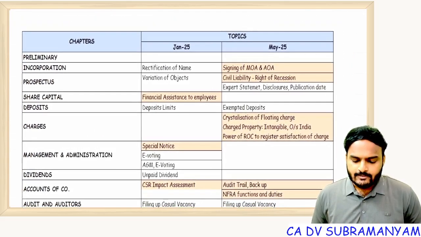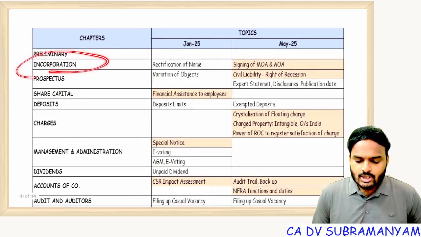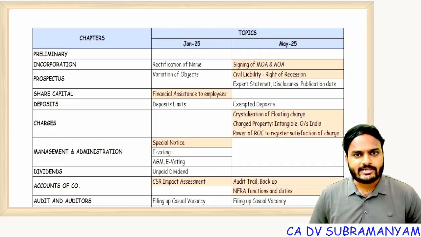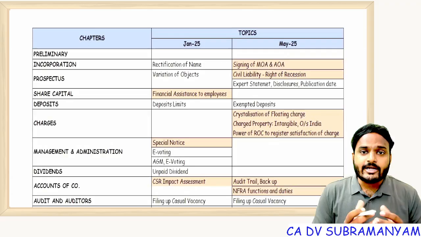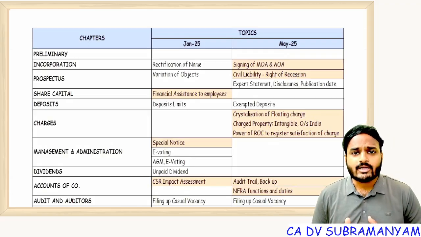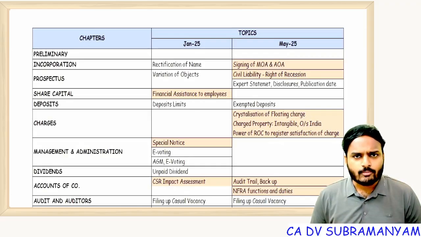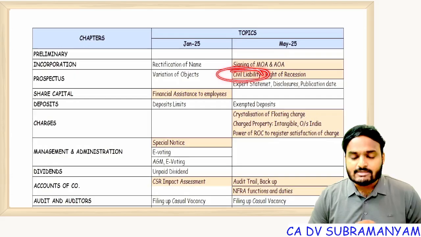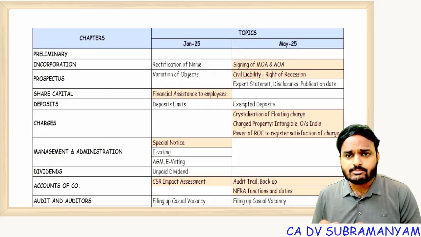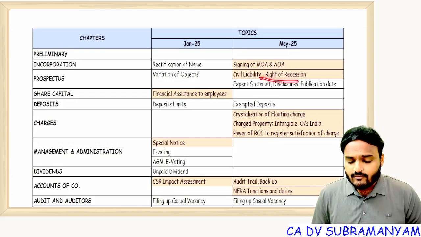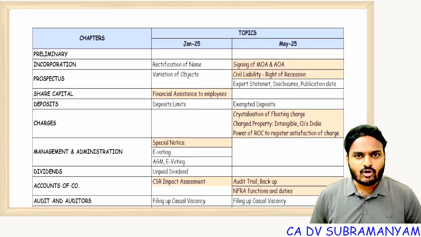If you observe carefully, in the incorporation chapter, the signing of MOA and AOA: suppose a subscriber is illiterate or a foreign national, what documents does he need to provide and how will he sign the MOA and AOA? This is usually an important topic. Next, in prospectus, the civil liability concept. In case of misstatements in the prospectus, civil liability is an important topic, but under that, the right of rescission, the right to rescind the contract.